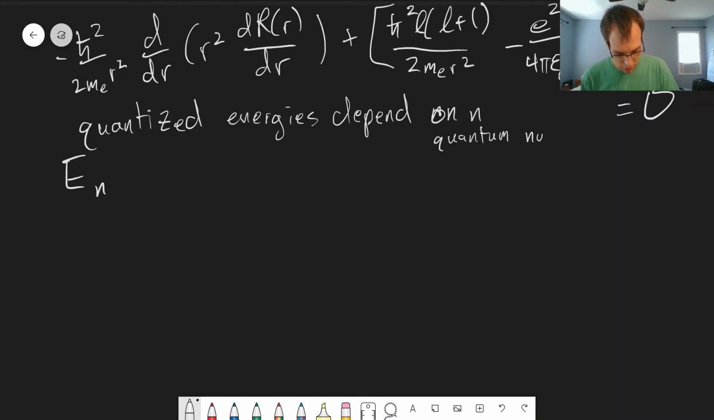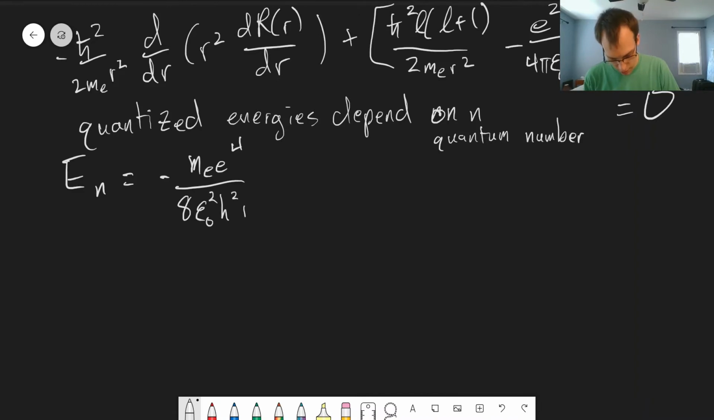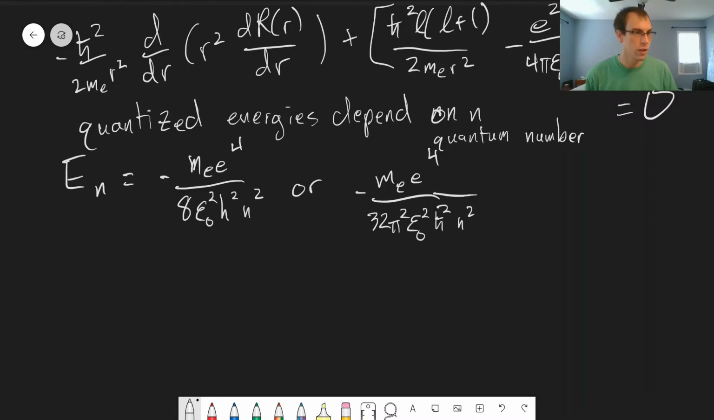And this is usually called the principal quantum number when we're talking about the hydrogen atom. This is similar to the n that we had for the particle in a box, but completely separate problems. So they're each their own thing. But the energies are equal to a bunch of constants, minus me e to the fourth over 8 epsilon naught squared h squared n squared. Or we can rewrite this, if we write it in terms of h bar squared, we get negative me e to the fourth over 32 pi squared epsilon naught squared h bar squared n squared. Right, so these are equivalent.